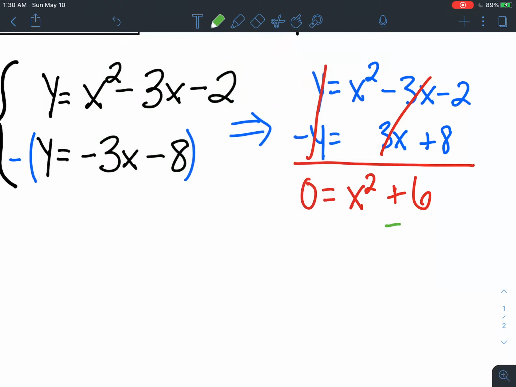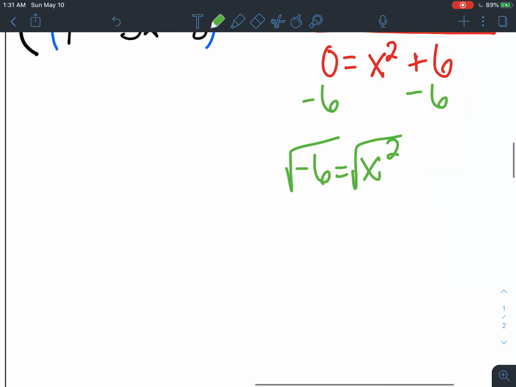The nicest way is, let's switch to green here, square root method. So in this case, I'm getting my squared term by itself. So negative 6 equals x squared. Once you have that squared term by itself, you're simply going to take the square root of both sides and then simplify.